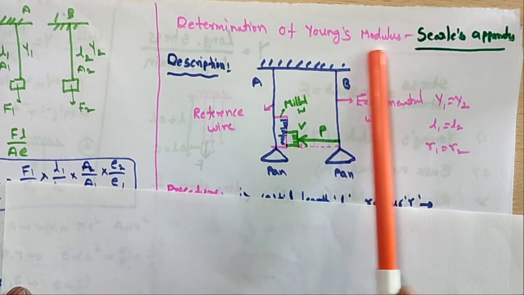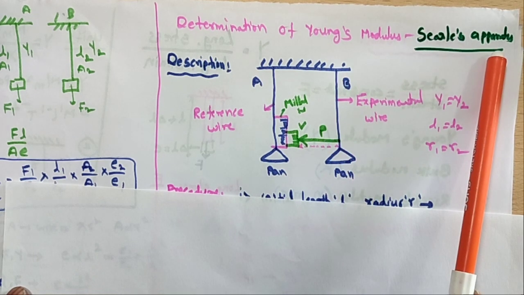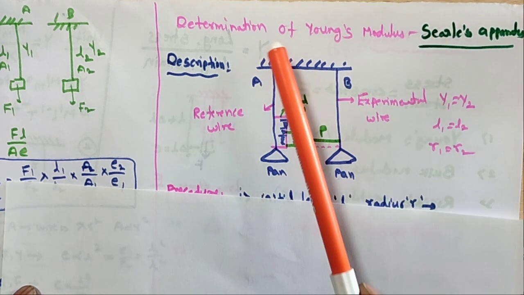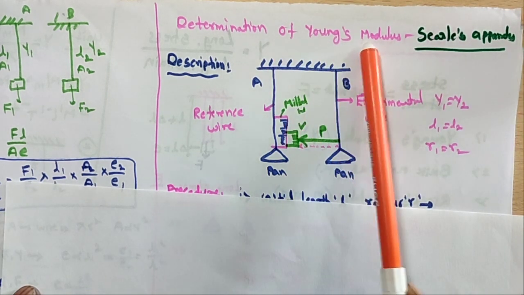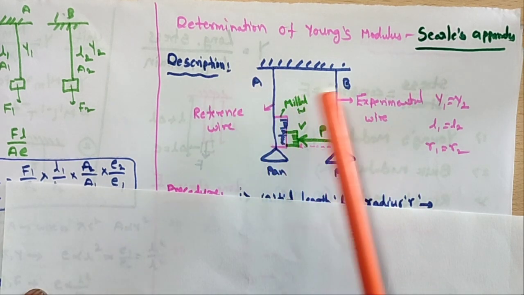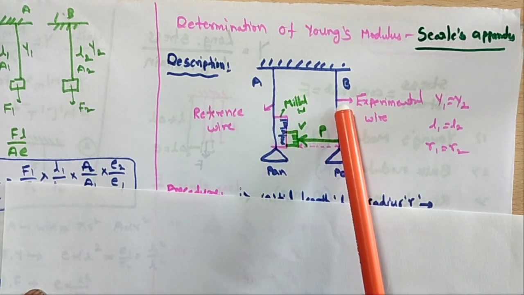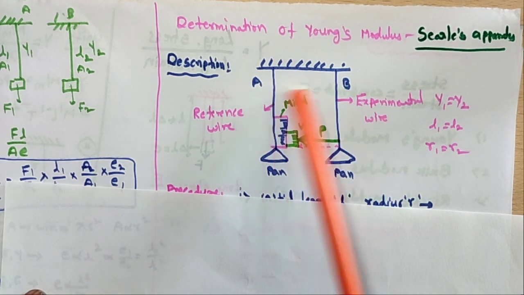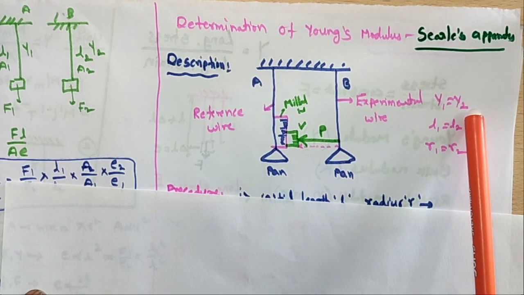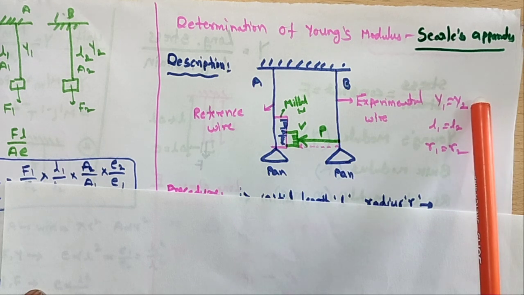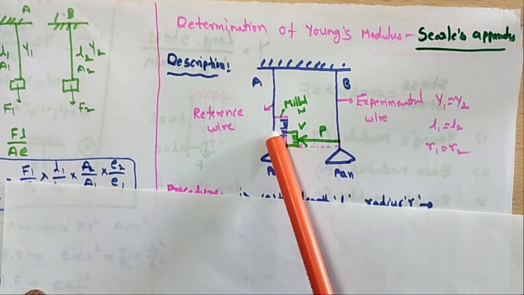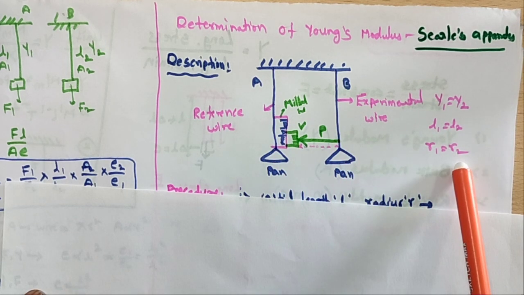Next one, determination of the Young modulus, Searle's apparatus. According to Searle's experiment, you can determine the Young modulus of a given wire. So first I am giving the description. This apparatus consists of two metallic wires, A and B. These two metallic wires are the same, that is Y1 is equal to Y2, the Young modulus of both is the same, and initially the same length, that is L1 is equal to L2, and initially the same radius, that is R1 is equal to R2.